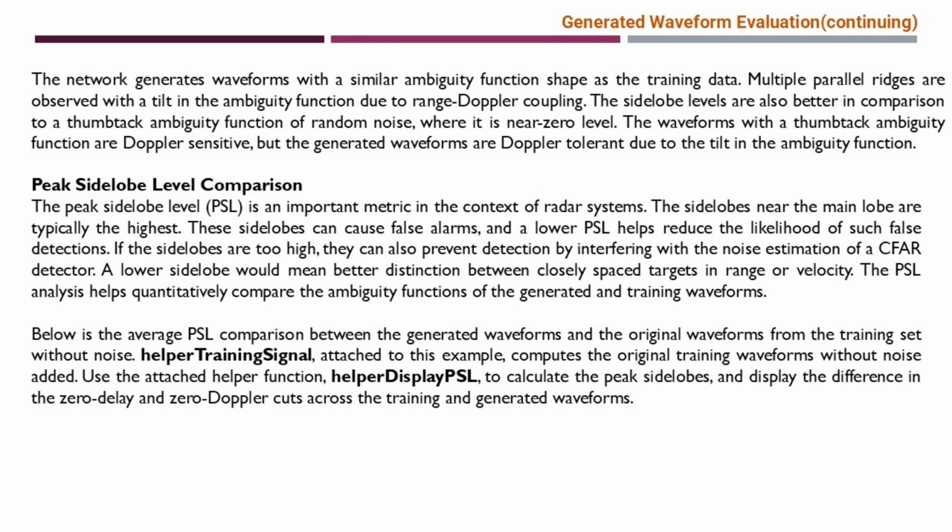If the side lobes are too high, they can also prevent detection by interfering with the noise estimation of a CFAR detector. A lower side lobe would mean better distinction between closely spaced targets in range or velocity. The PSL analysis helps quantitatively compare the ambiguity functions of the generated and training waveforms.